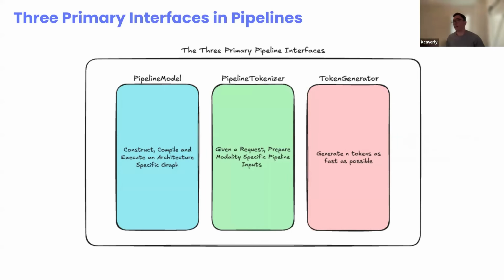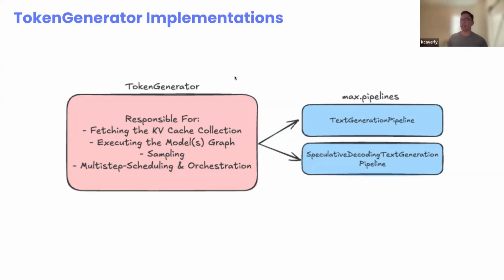And yeah, just to reiterate here, the three primary interfaces that we've talked to are the pipeline model, which is used to construct, compile, and execute an architecture-specific graph. The tokenizer, which, given a request, prepares modality-specific inputs that are relative to both the modality and the pipeline model itself. And then the last piece that I'll focus on for the rest of this talk is the token generator. It has one goal, and that is to generate N tokens as fast as possible. So yeah, the token generator interface is essentially responsible for three things.